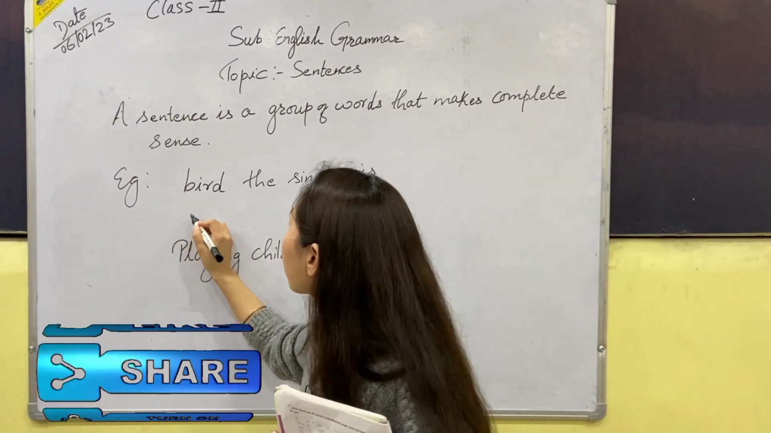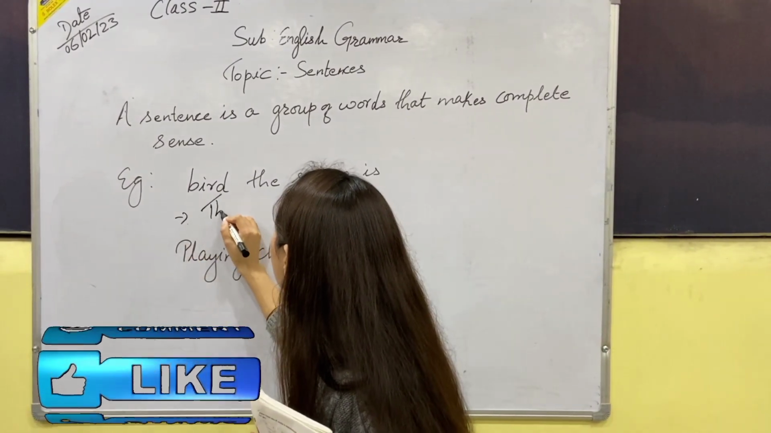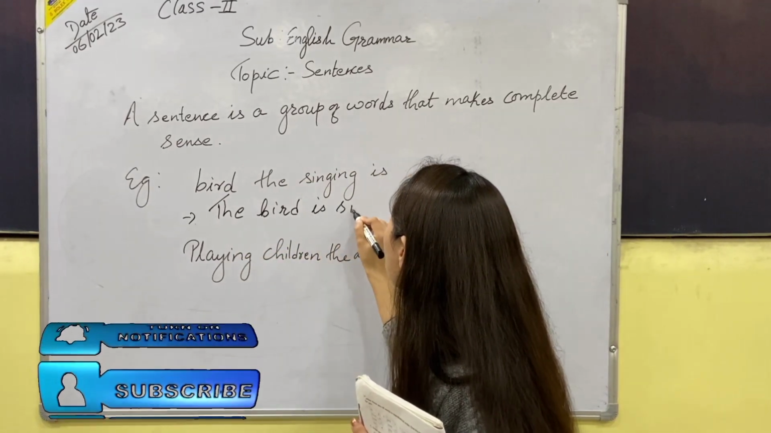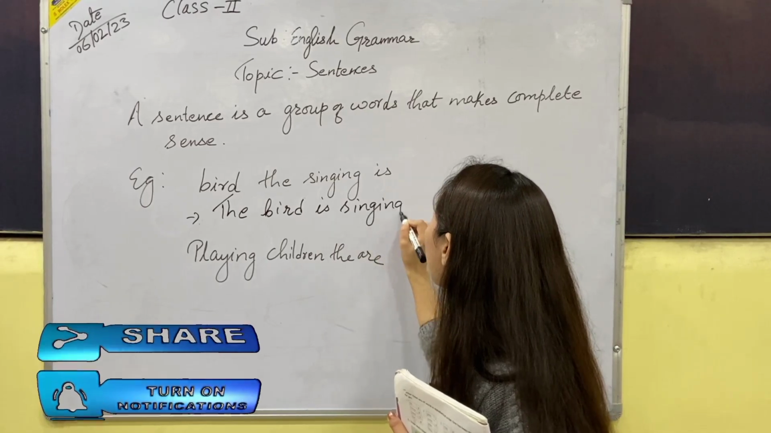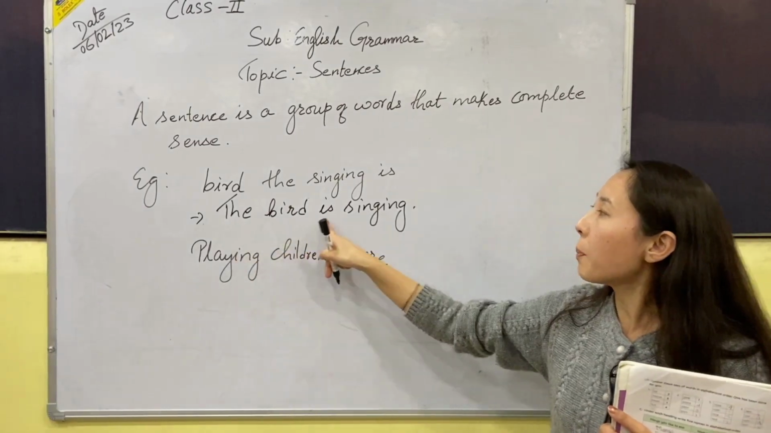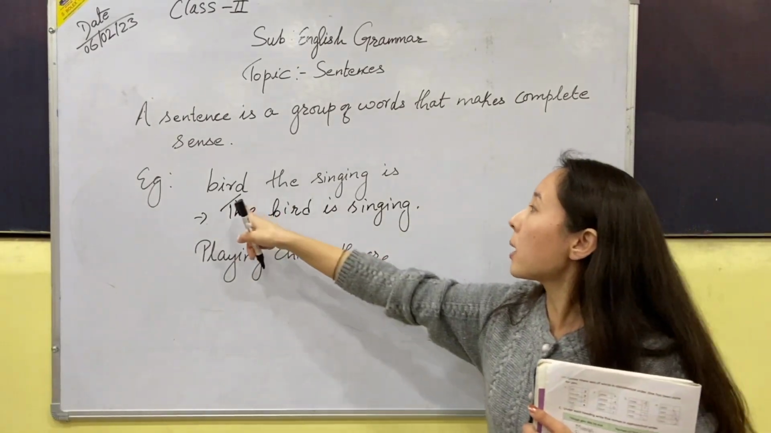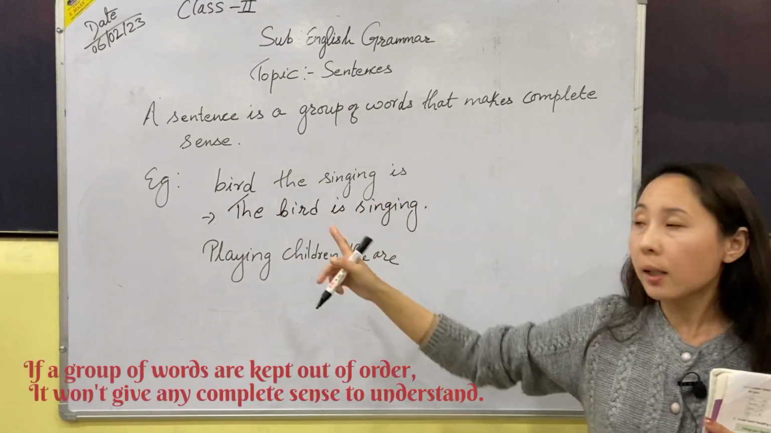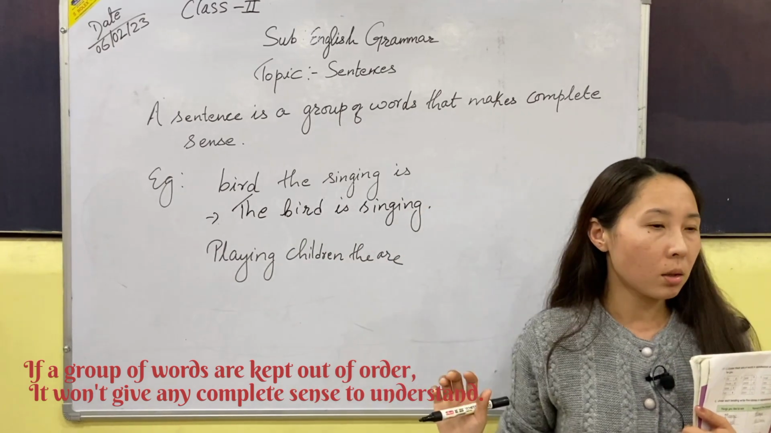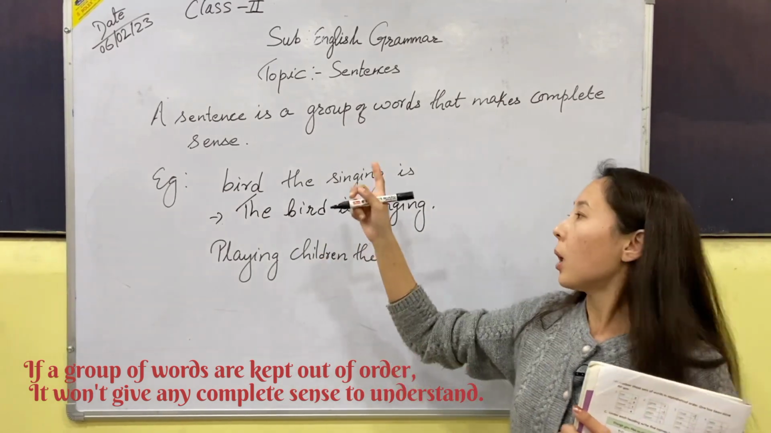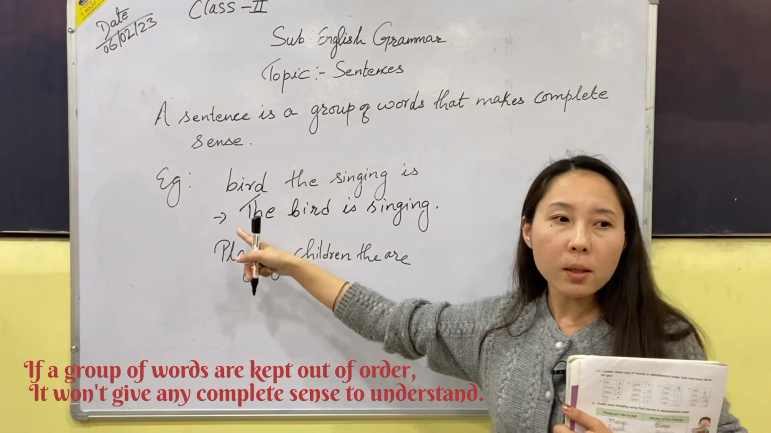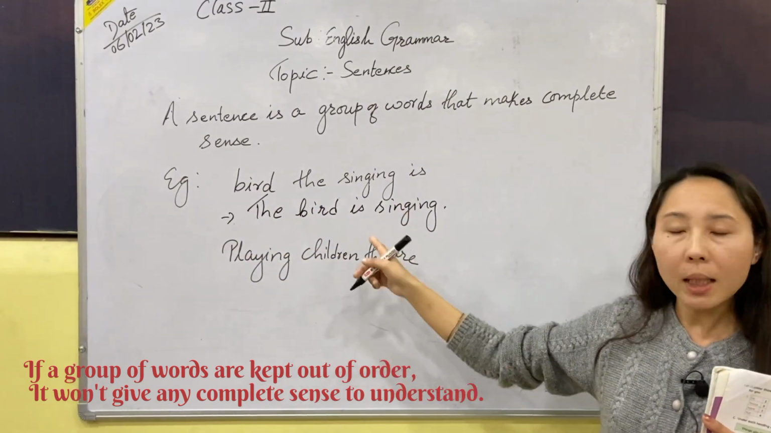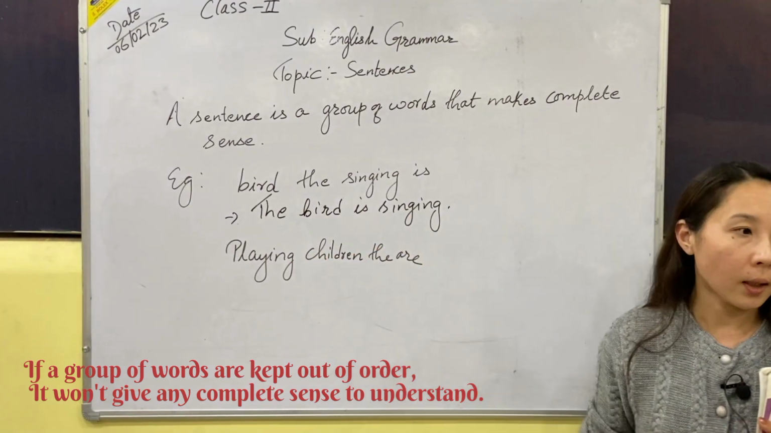We have to frame the sentence by placing these words in a proper order. Like, "the bird is singing." Okay, now this makes sense. If we say "the bird the singing is," we don't understand, we don't get anything from this. It doesn't make sense. Now when we place the words in a proper order, it makes sense. Okay, it has meaning. The bird is singing.